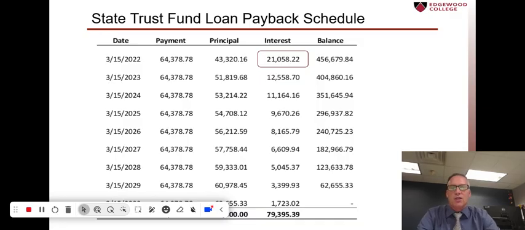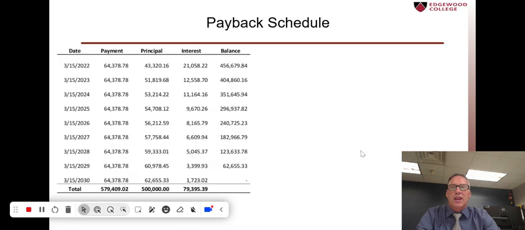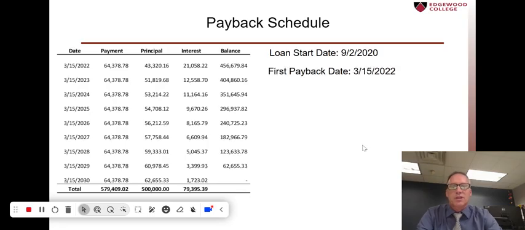So he dug in, he used his knowledge that he got from his education at Edgewood College, and so he thought back, he said, well, this loan is going to start on September 2nd of 2020, but our first payment is due on March 15th of 2022. Well, that seems like a long period of time.